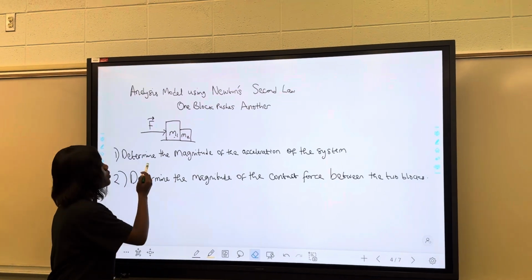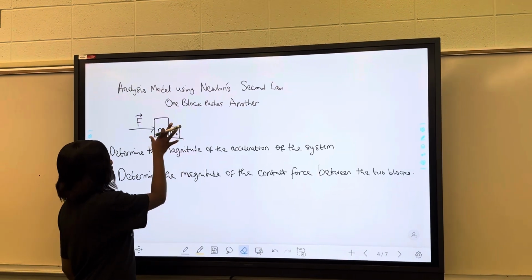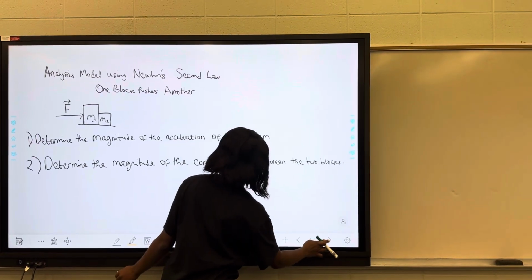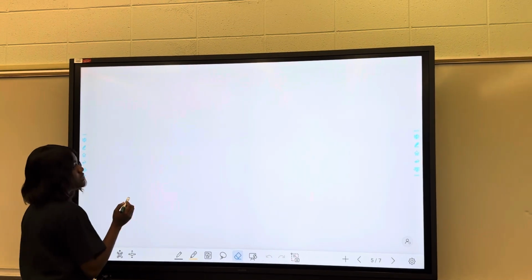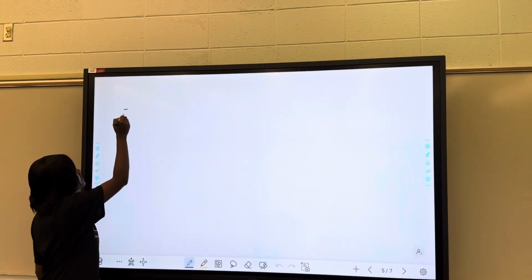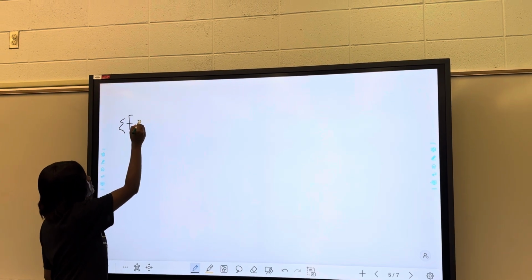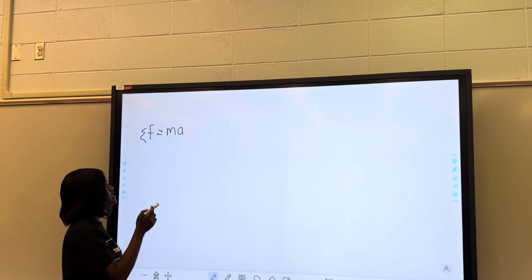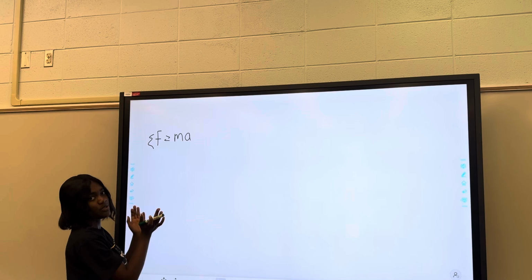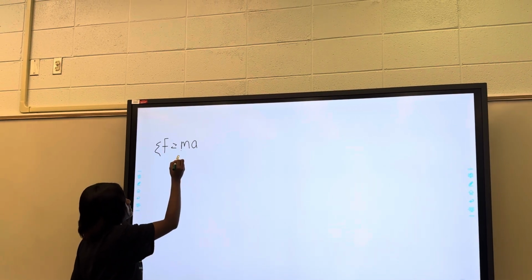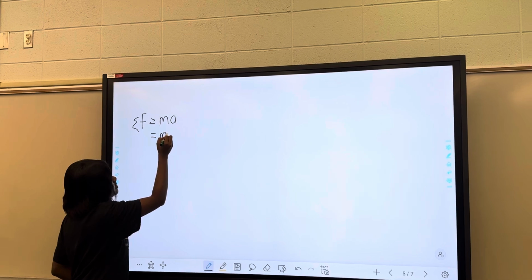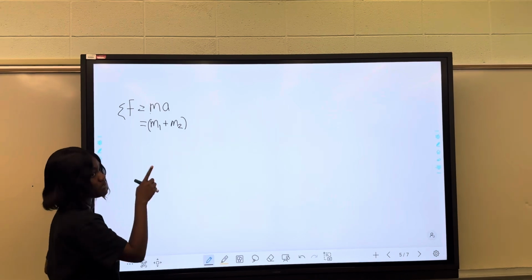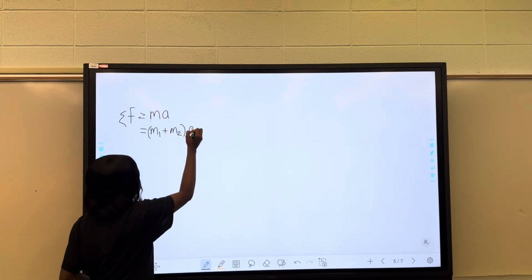For the first question, we're looking for the magnitude of the acceleration of this system when a force is exerted on the two masses together. According to Newton's second law, the summation of forces is equal to the mass times the acceleration. Since there are two masses in contact with one another, we can represent the mass as the summation of the first mass and the second mass, m1 plus m2, multiplied by the acceleration of the system.